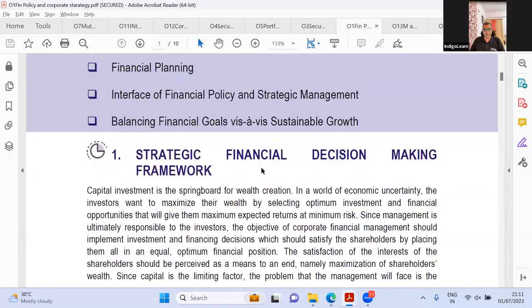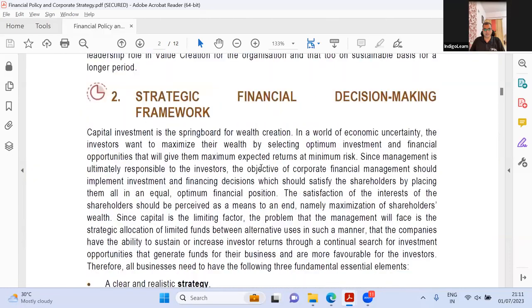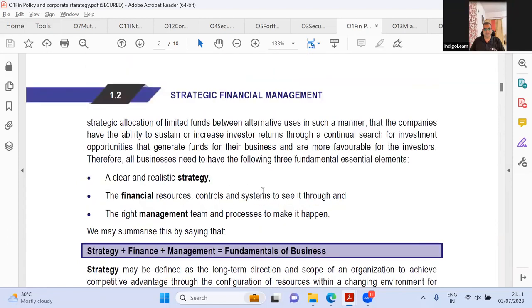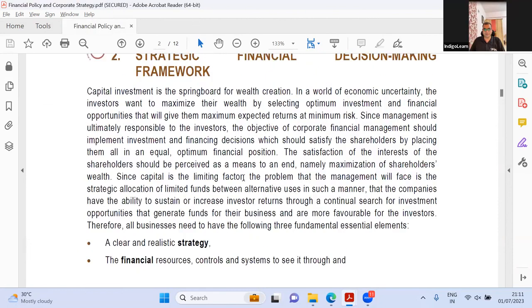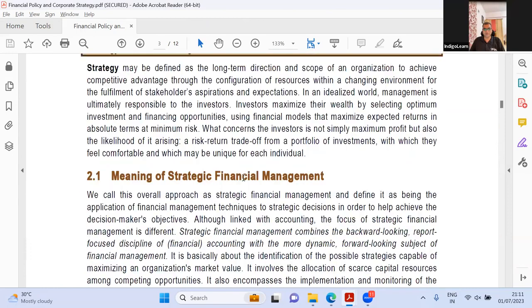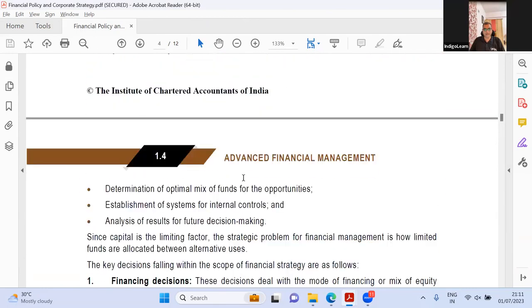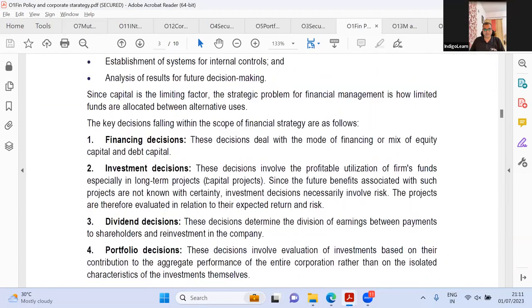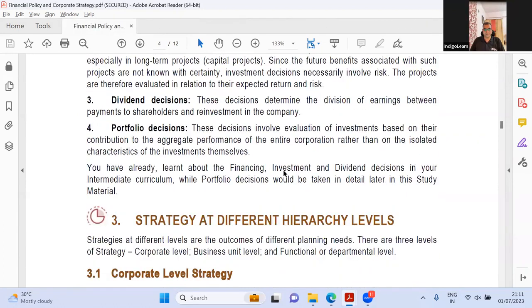We can go page by page, and you can see clear and realistic strategy. Here also they're talking about clear and realistic strategy, and so on. In fact, if you see the page count on the top here, this first chapter was 10 pages earlier. Now it is about 12 pages. They've probably added a couple of small points. I don't see any major change in this. You see financing decision, investment decision, dividend decision. This is the new one where I am now, and this is the old one. Pretty much similar.